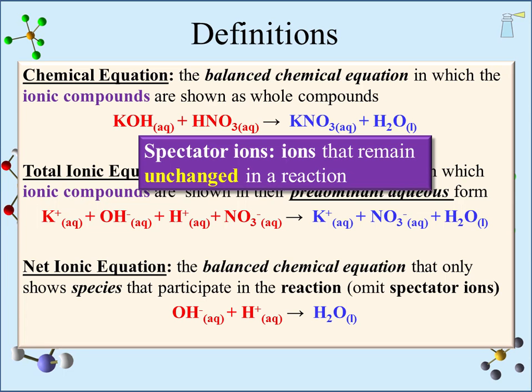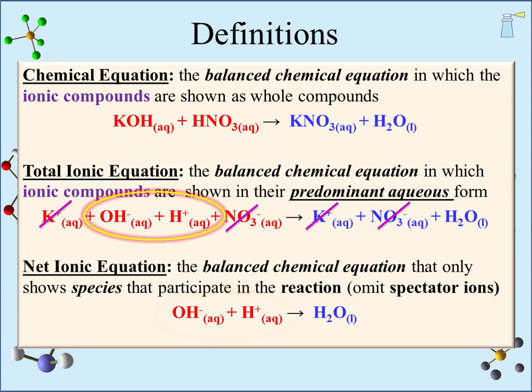Referring back to the total ionic equation, we see that the potassium ion is on the reactant side and the product side. It is unchanged in the reaction. The same can be said of the nitrate ion. It too is unchanged. These ions are spectators or onlookers to the reaction. Not including them in the net or remaining ionic equation leaves just the reactants that participate in the reaction and the products that they form. The net ionic equation just shows the actual reaction.